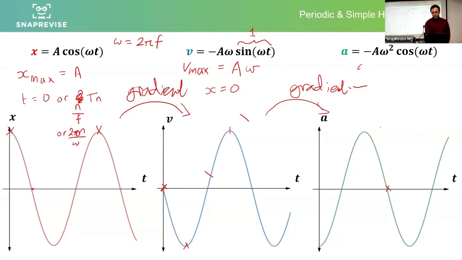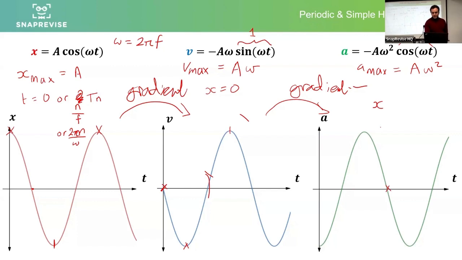What about a? When's the maximum acceleration? And what's its value? Using a similar trick, the maximum value that cosine as a function can take is 1. So the maximum magnitude of acceleration is A omega squared. And this always occurs when the maximum positive acceleration occurs when x is at its maximum negative displacement, and vice versa.